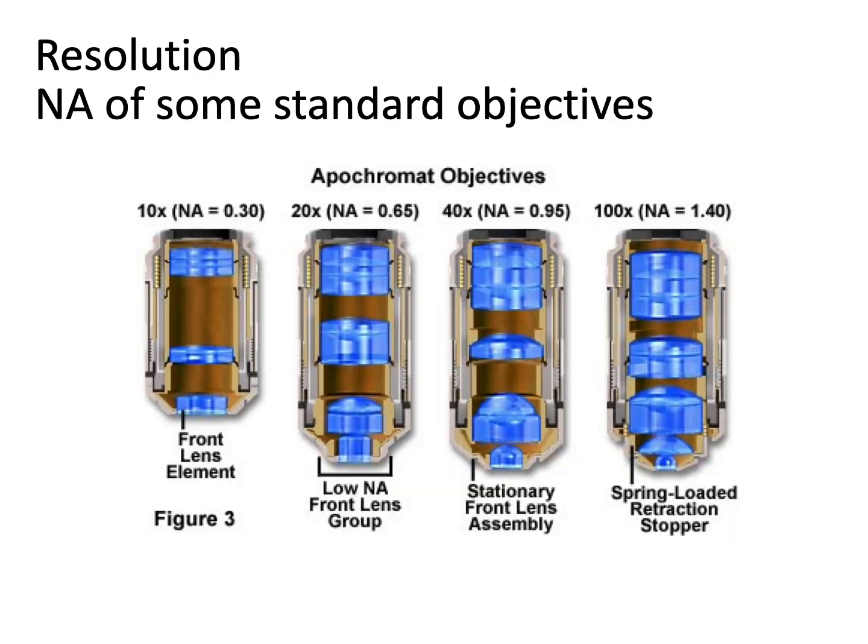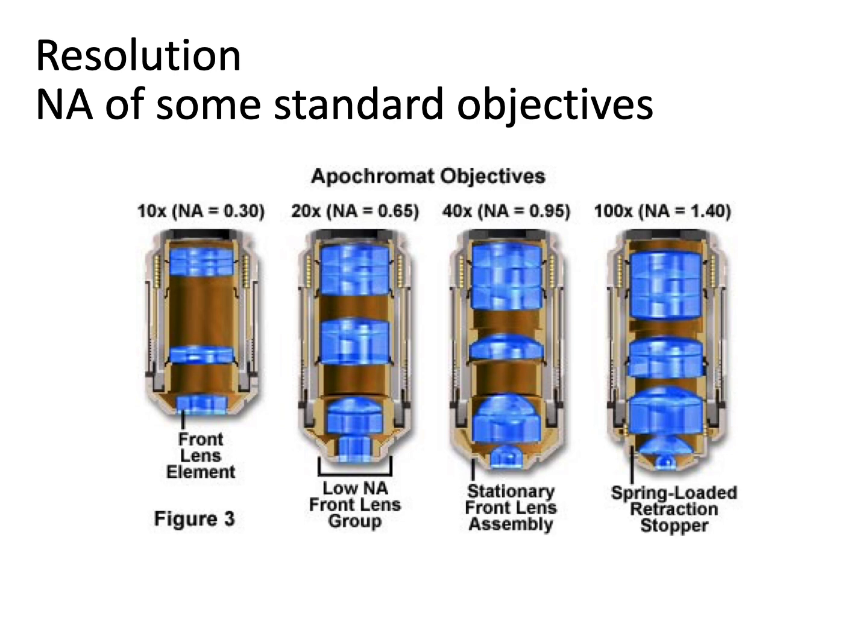So here are some standard objectives. We've seen 10 times, 20 times, 40 times, 100 times. These are on most microscopes. You can also see the numerical aperture goes up. And that's because, like we looked at, the working distance goes down as the objective goes down, and the focal point goes down.